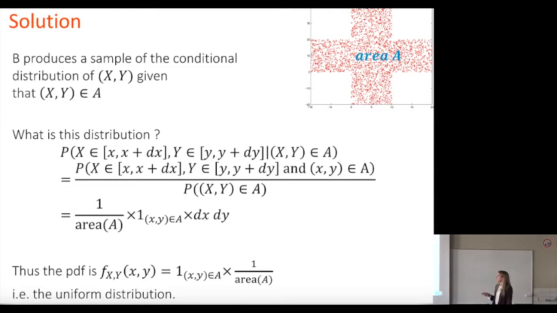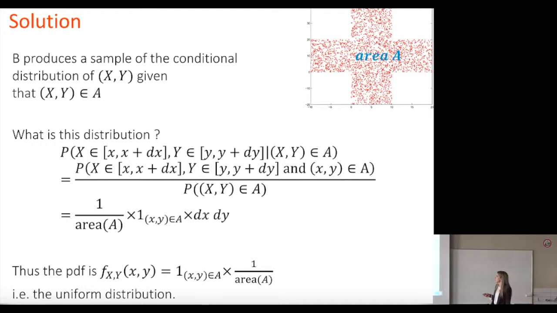Okay, so we compute the probability that x belongs between x and x plus dx, and y between y and y plus dy, given that x, y belong in the area A. Okay, so this is a conditional probability and is equal to the probability of the intersection of the two events, that this happens and x, y belong in the area A, over the probability that x, y belong in the area A. This is just simple probability formulas.